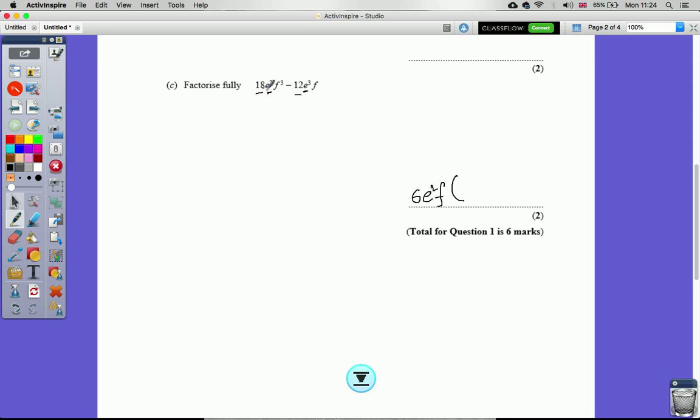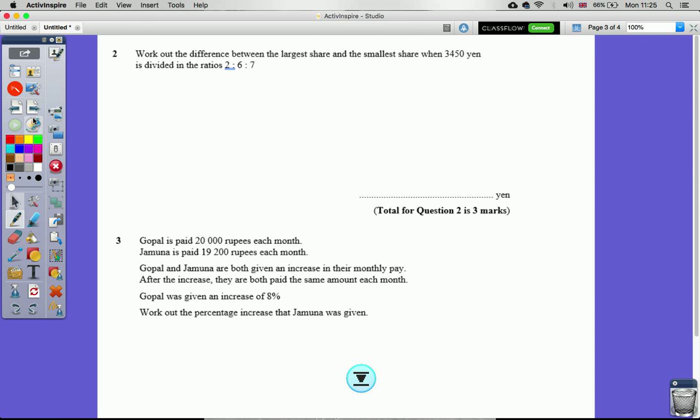Open brackets. 18 divided by 6 is 3. E squared divided by e squared cancels out. F cubed divided by f is f squared, minus 12 divided by 6 is 2. E cubed divided by e squared is e, and f divided by f cancels out, so that will be your factorized form of this expression. That's question number 1 done, and that's a total of 6 marks. Going to go to the next question now.